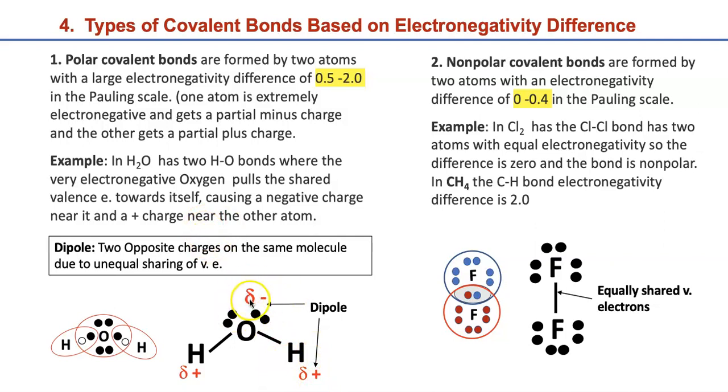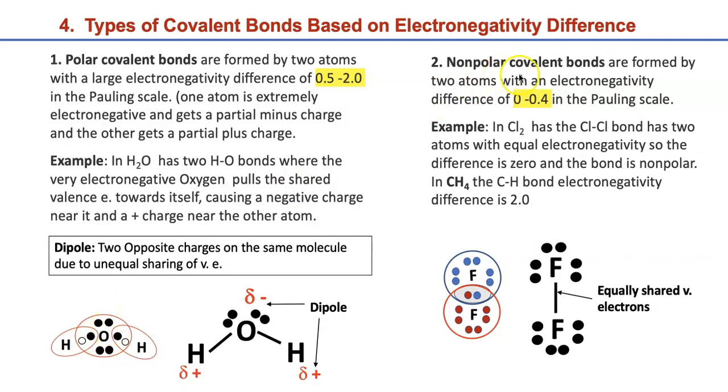The electronegative one will pull the shared electrons towards it, giving it a tiny negative charge. And the other one gets a tiny positive charge. This causes the creation of a dipole, or two opposite poles, because of the unequal electron sharing. And here's a Lewis dot structure of the water molecule.